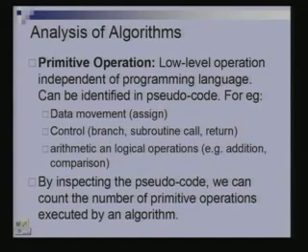Okay, so how do we analyze algorithms? So we identify what are primitive operations in our pseudocode, right? So what is a primitive operation? It's a low level operation. Examples: data movement, where I do an assignment from one to another. I do a control statement, which is a branch, if then else, a subroutine call, a return, or I do arithmetic operations or logical operations. These are all, we'll call them primitive operations. And in my pseudocode, I just inspect the pseudocode and count the number of primitive operations that are executed by the algorithm. Yeah.